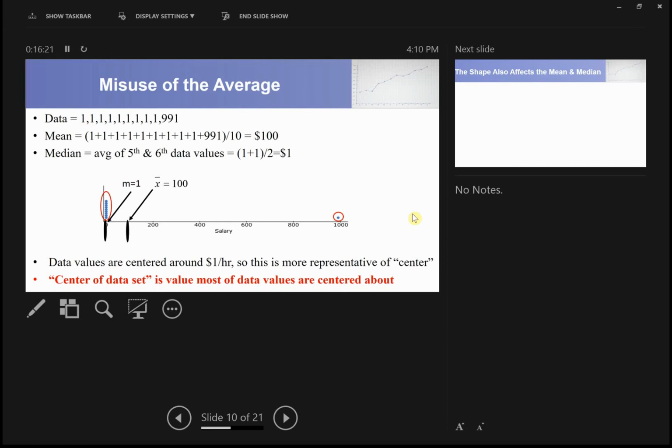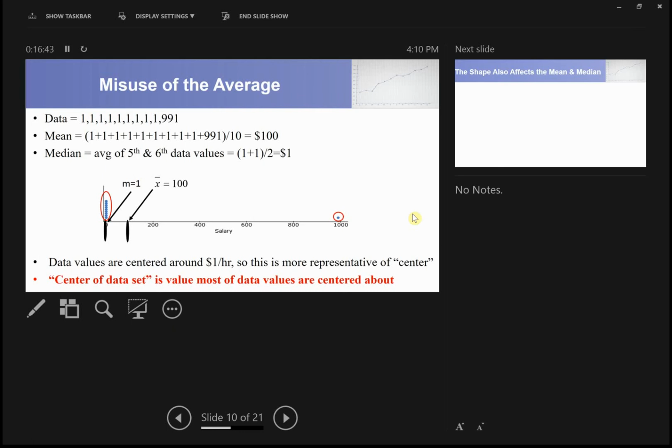But we think in our minds, when someone says the mean, and we don't really understand the effect that outliers and other things can have, we tend to think that things are kind of clustered around the mean, but that's not necessarily the case. And when you have outliers, it's definitely not the case. It can have this really extreme effect. So we have to be careful about this.